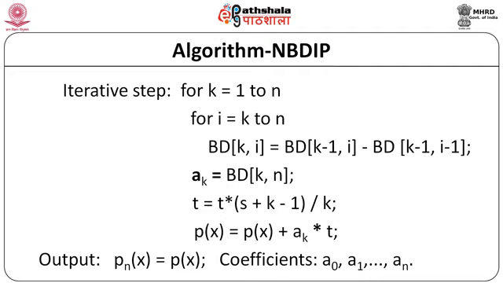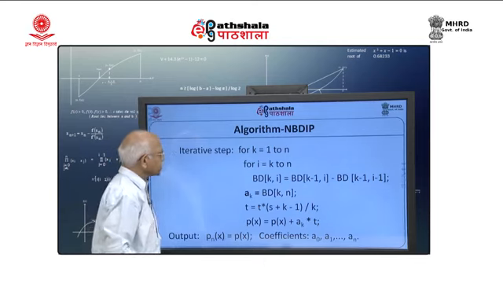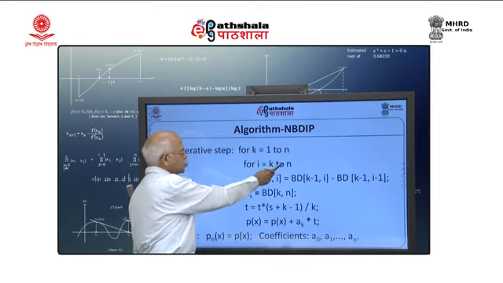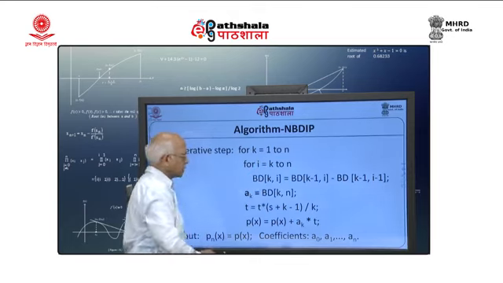So, for k equal to 1 to n, for i equal to k to n, we are calculating the backward differences k to n. So, I am getting b d k i will be equal to b d k minus 1 i minus b d k minus 1 i minus 1. Like that I am going to compute the backward differences. When k is equal to 1, I will be computing differences from 1 to n, k equal to 2, I will be computing from 2 to n, like that we will be doing.